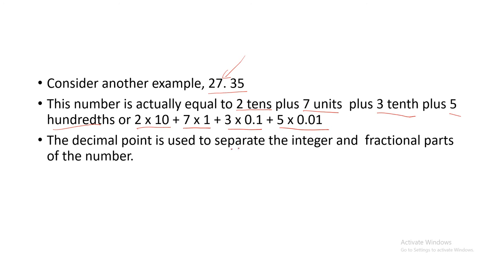The decimal point is used to separate the integer part and the fractional part. The part on the left hand side of the decimal point is the integer part, and the part on the right hand side is the fractional part. So 27 is the integer part and 35 is the fractional part in the given case.